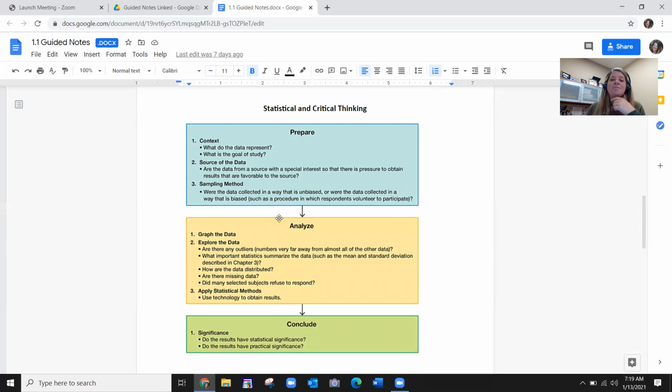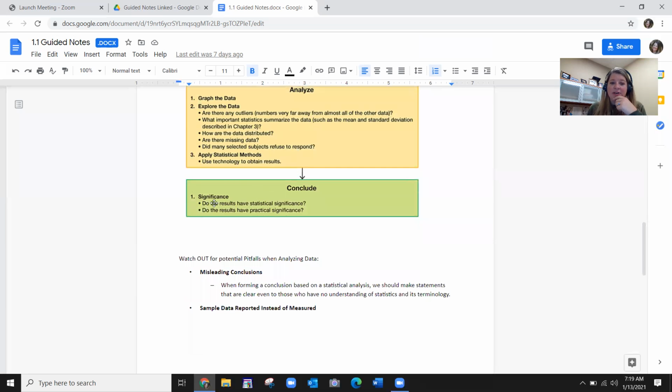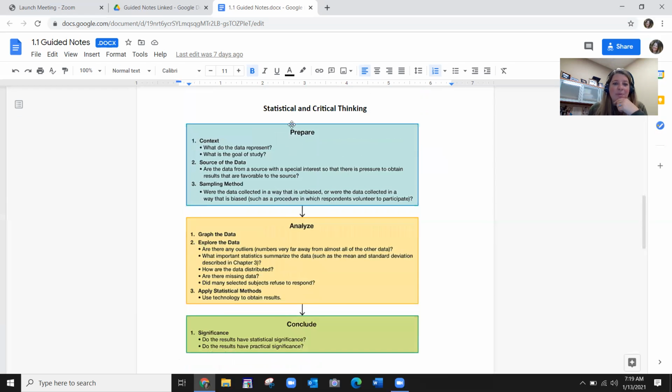Okay, so when we're doing a statistical problem, we're going to prepare, we're going to analyze, and we're going to conclude. That's what we're going to do this whole semester. Okay, so the prepare, that's our context. What do the data represent? What's the goal of my study? What are the sources? How am I going to get my data?